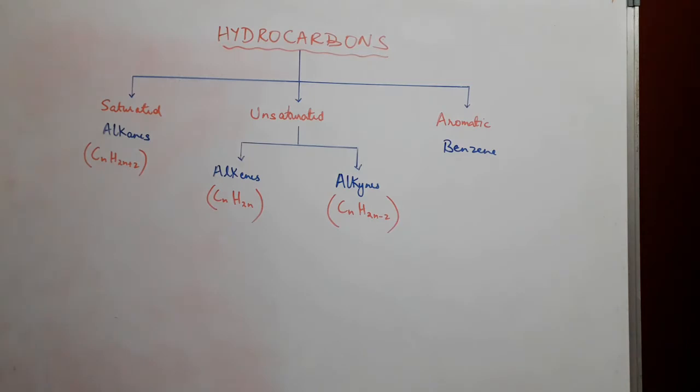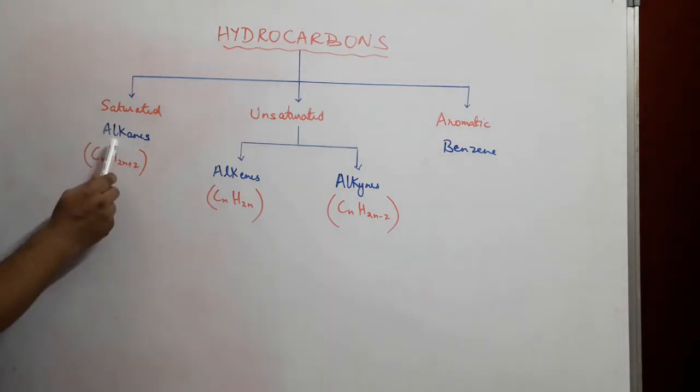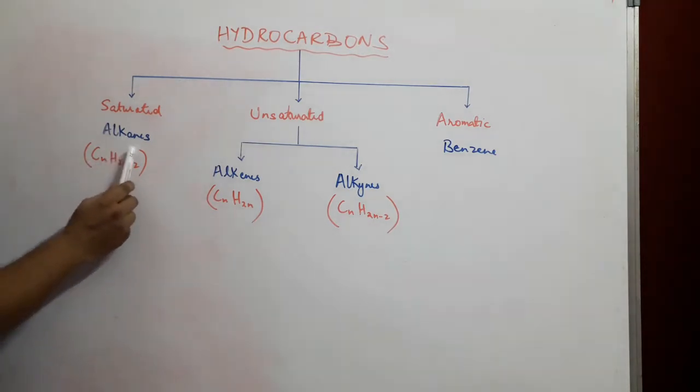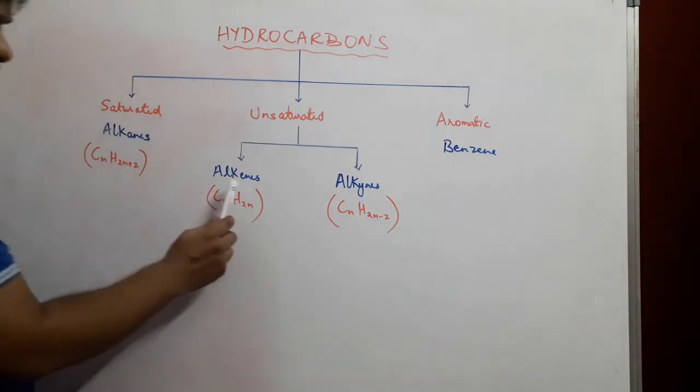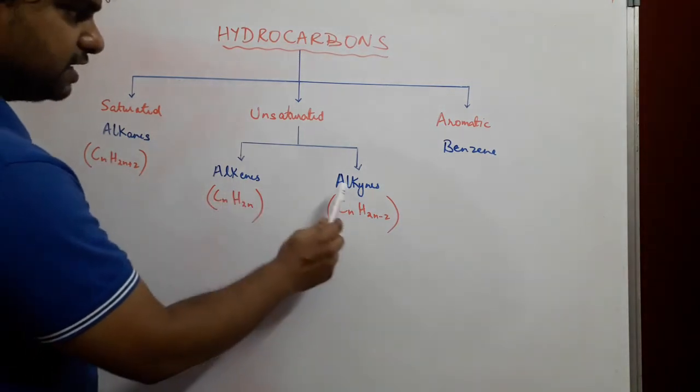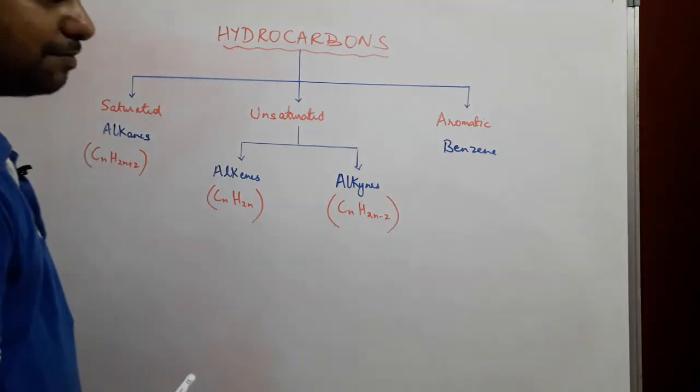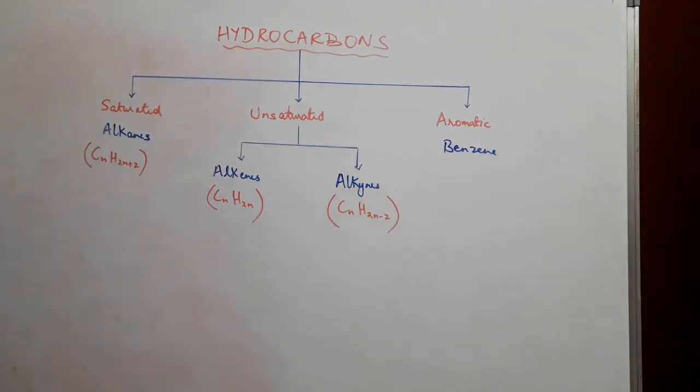So now under each one of them, we'll check what alkanes are, and by using this formula, what different types of alkanes we get. Similarly, we'll do the same with alkenes as well as alkynes, and we'll briefly go through what aromatic compounds are. Let's first go to saturated hydrocarbons.